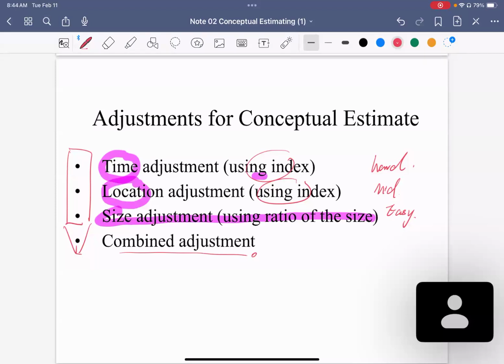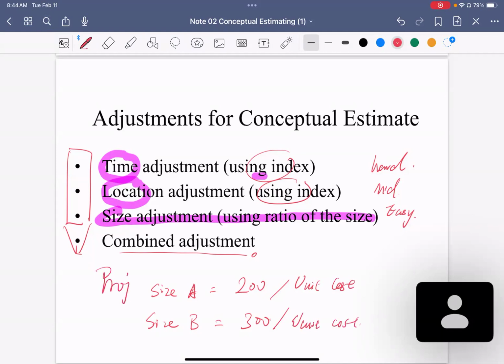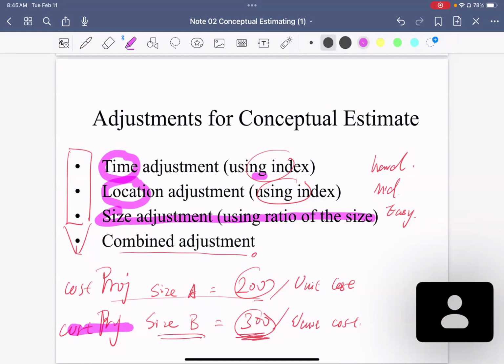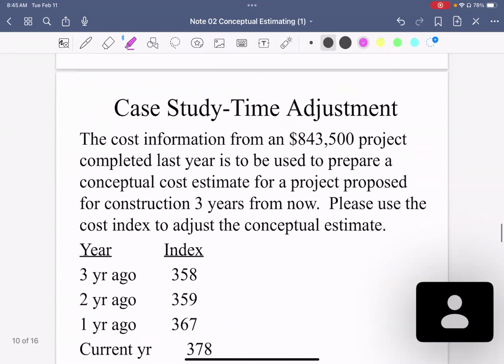So basically the size for project A is equal to 200, and the size for project B is 300. So you are going to find the unit cost, and that is the unit cost, right? And this is your project cost. Since A has more units, the total cost for project A is higher than B. In this case, B has more size, 300, so project B will cost more than A. So we will see the examples.